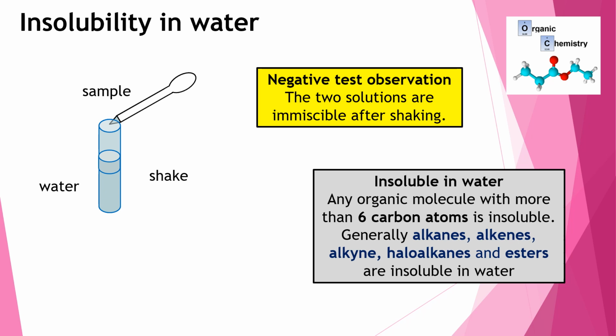Interesting about haloalkanes, because they do have polar atoms in there, chlorines and bromines, but it's not the polar bonds that make things dissolve in water, it's the hydrogen bonds, and they don't have hydrogen bonds.